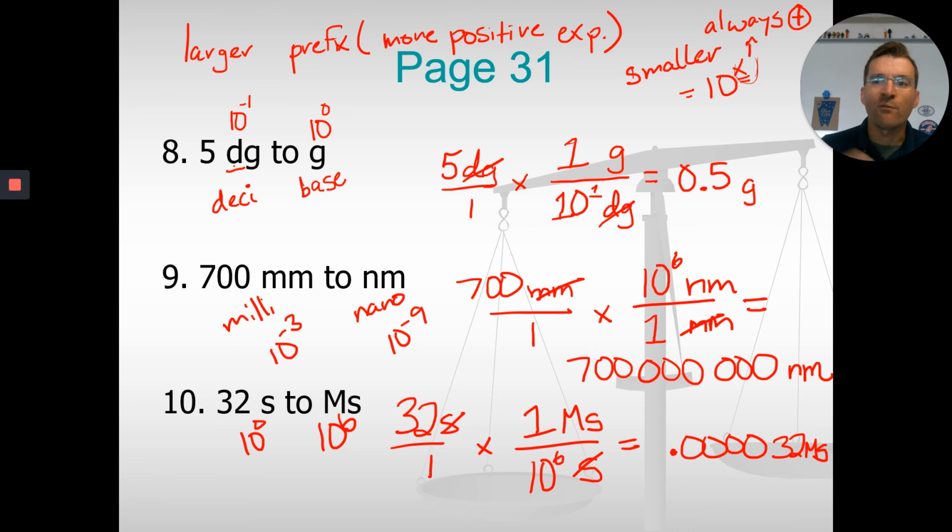So that's the trick for your prefix conversions. All one step, and you have to know what your prefixes mean. Good luck.